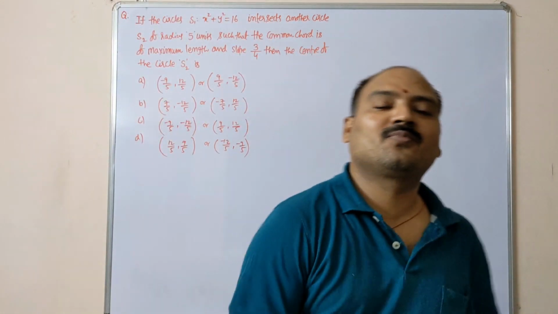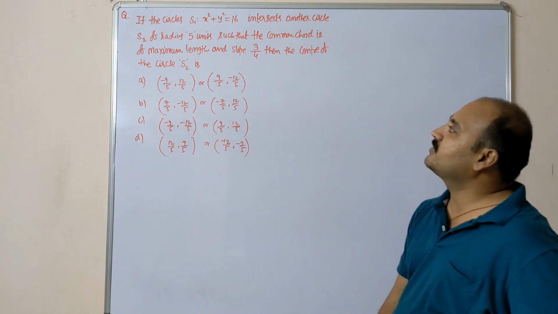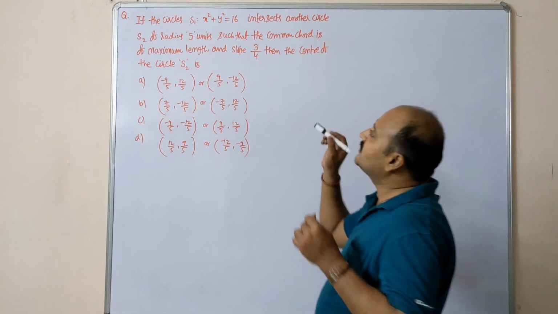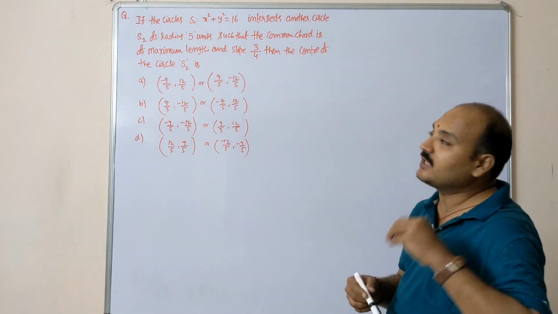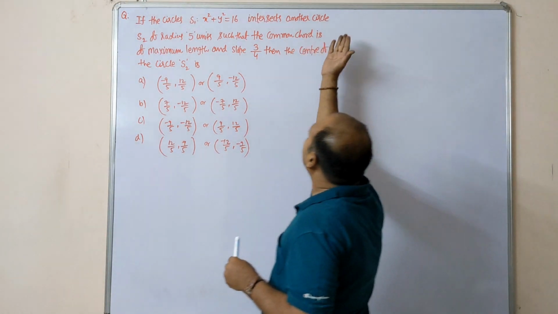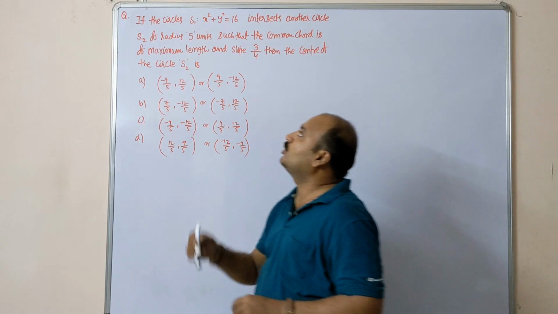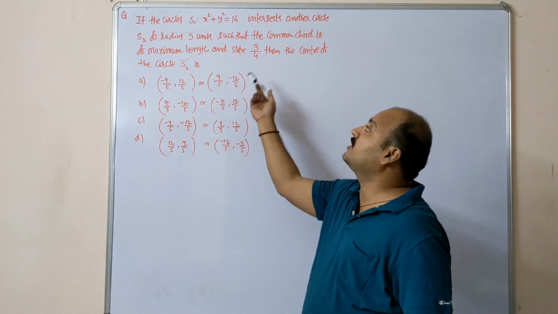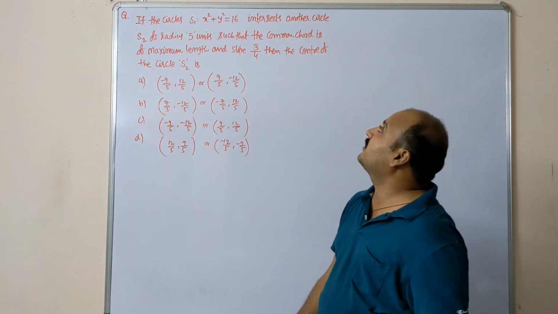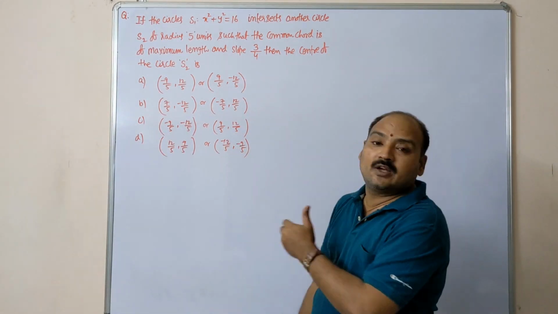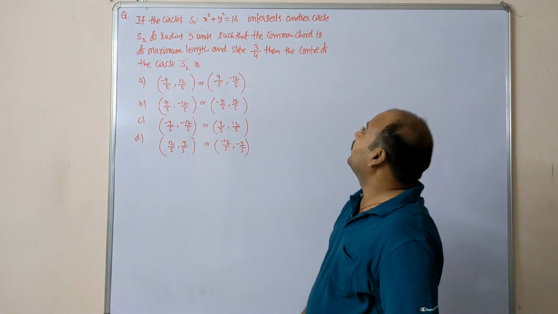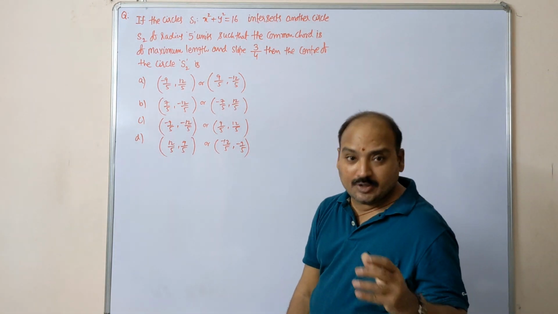The next question, students: if the circle S1, x squared plus y squared equals 16, the first circle, intersects another circle S2 whose radius is 5, such that the common chord is of maximum length and slope 3 by 4, then the center of the circle S2 is, options are available.